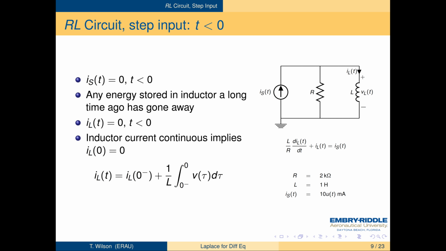Because the inductor current is continuous even if the voltage were to change discontinuously, the inductor current at t equals 0 has to be the same as it was right before t equals 0. This follows from the integral form of the device characteristic for the inductor. We're integrating over an infinitesimal time from 0 minus to 0 itself, so the current can't change.